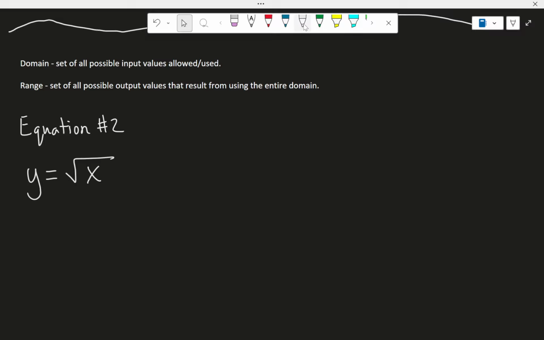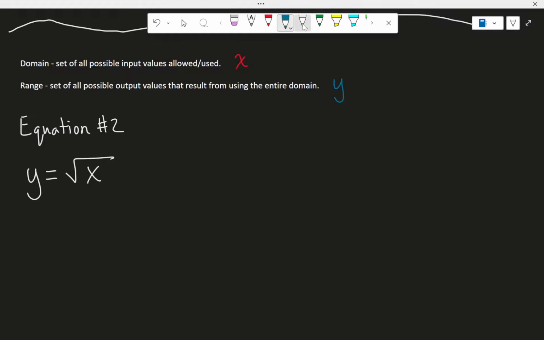In this video, I'm going to look at the equation y equals the square root of x and consider the domain and the range. So remember, the domain is the set of all possible input values allowed or used. And of course, don't forget the input values, those are the x values, especially since my equation uses an x for the input. And then the range is the set of all possible output values that result from using the entire domain. So really, it's just all possible output values. And of course, that would be the y values, and my function uses a y value here.